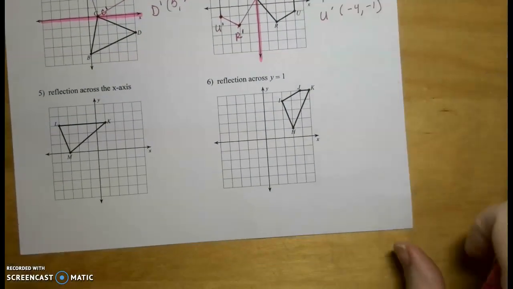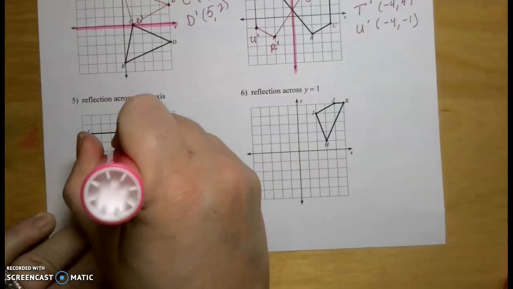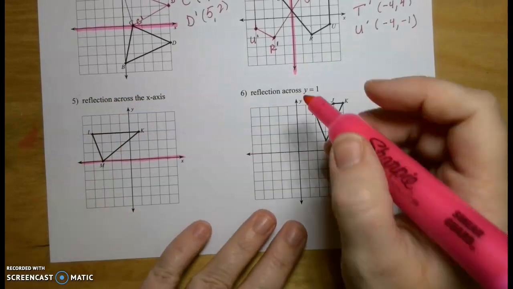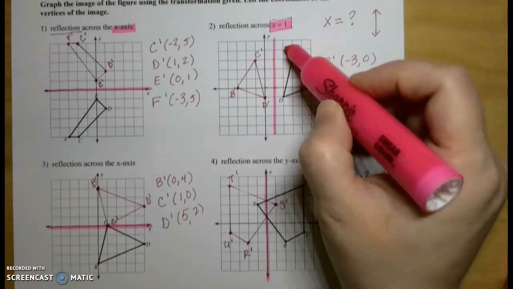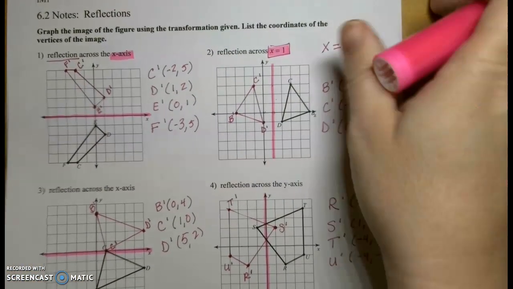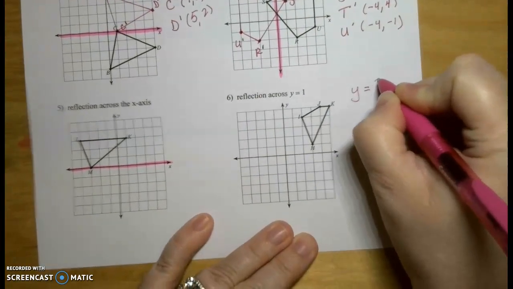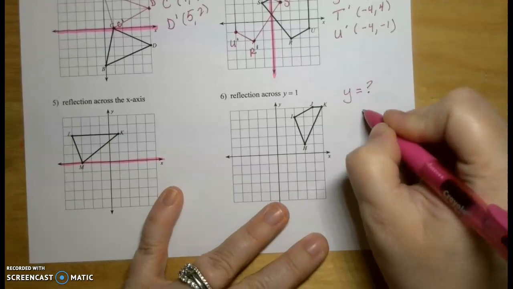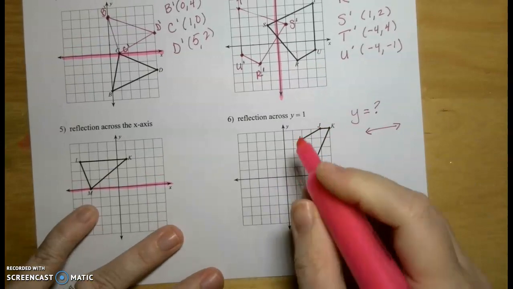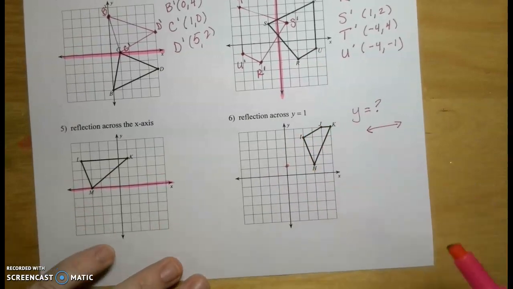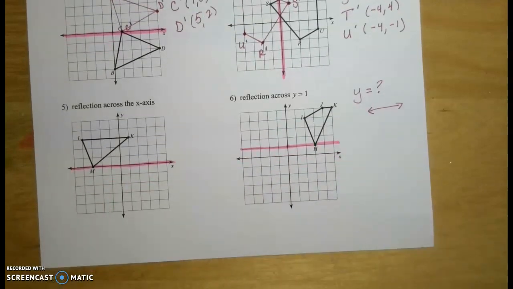Okay? All right, so reflection across the x-axis, right here. And then the next one is a reflection across y equals 1. Now we did an x equals 1 up here, right? X equals something is a vertical line. What do you think y equals something is going to be? Y equals something is going to be a horizontal line. So the line y equals 1, here's where y equals 1 on my y-axis, and the line y equals 1 goes directly through there, cutting through my y-axis.